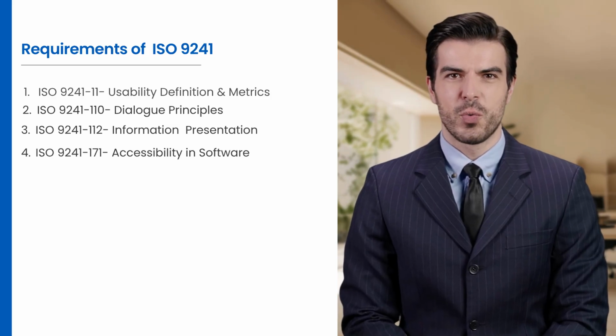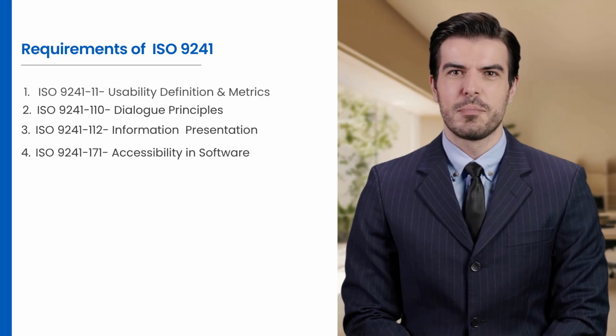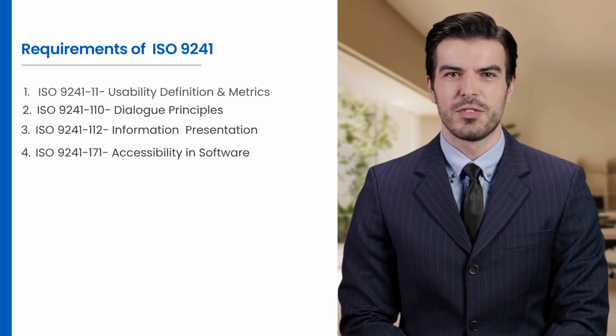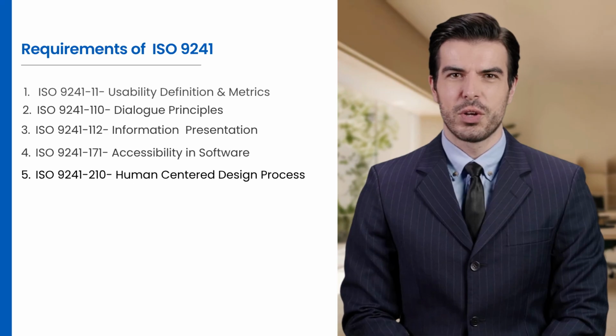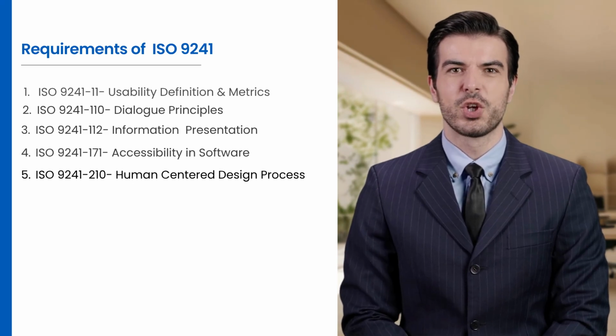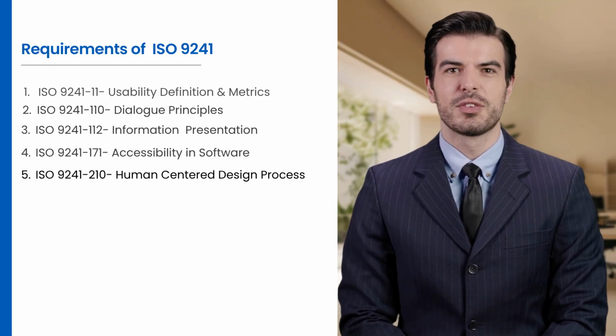ISO 9241-171 addresses accessibility in software, making systems usable for people with diverse abilities. Today we will cover ISO 9241-210, which focuses on the human-centered design process, ensuring user needs are integrated throughout development.